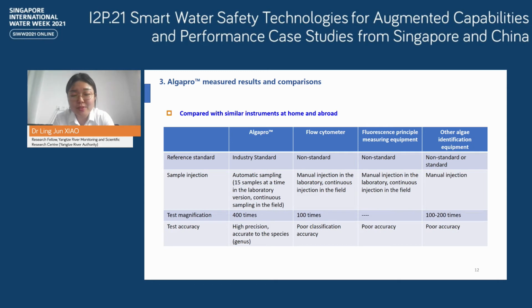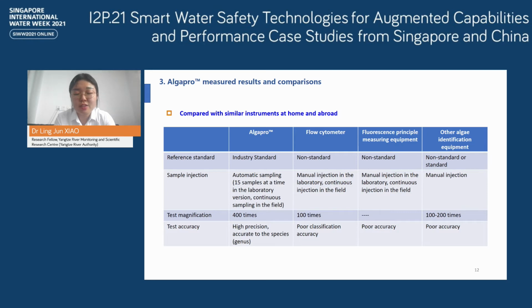Here is the comparison between Algae Pro and similar instruments at home and abroad. For reference standard, Algae Pro is the only one which takes the industry standard as reference, while most of them operate non-standard. For sample injection, Algae Pro is the only one to apply automatic sampling, which allows 50 samples at a time in the laboratory version and continuous sampling in the field, while others all require manual injection.